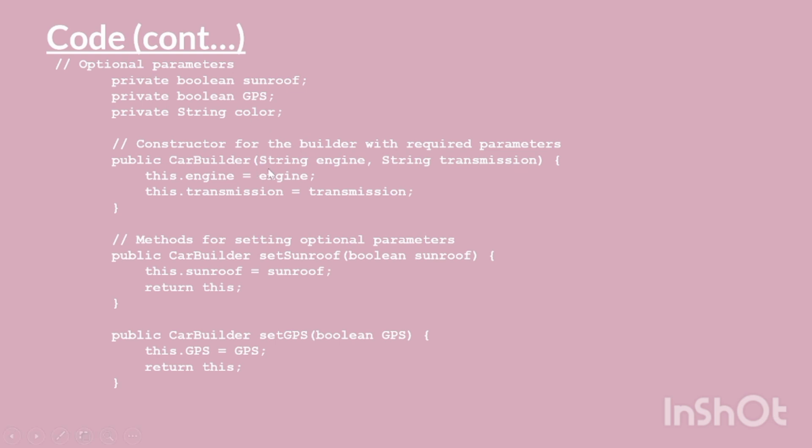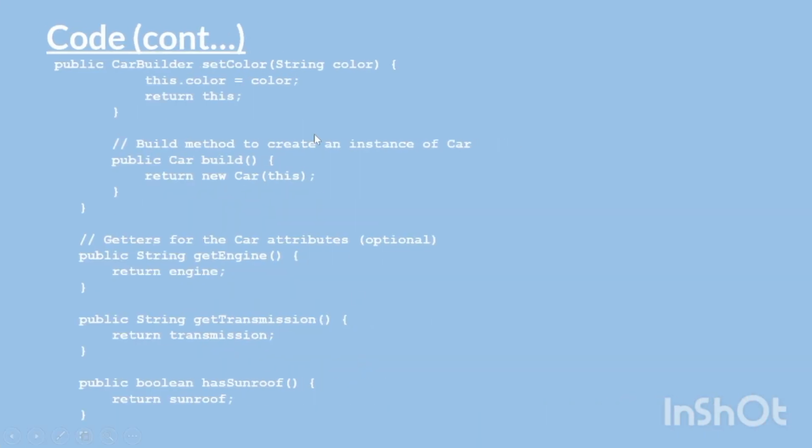And this constructor initializes the builder with the required parameters, which are engine and transmission. Now, these methods allow setting optional parameters: sunroof, GPS, and the color. Each method returns the builder itself, this, to allow method chaining. Now, this method here constructs a car object using the builder, this, and returns it. Getters for the car attributes. Here, the methods provide access to the car object's fields.